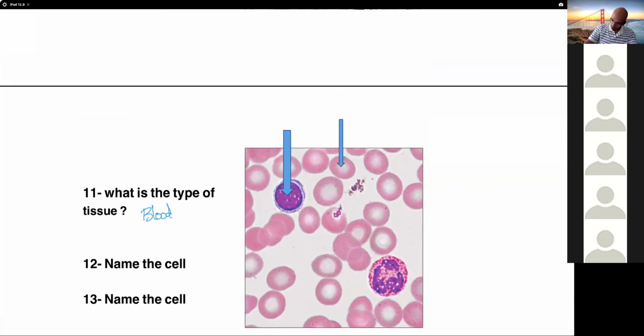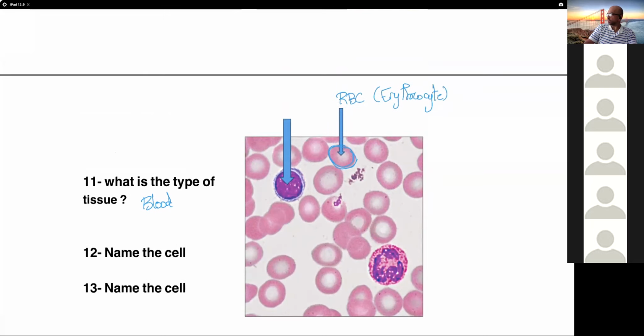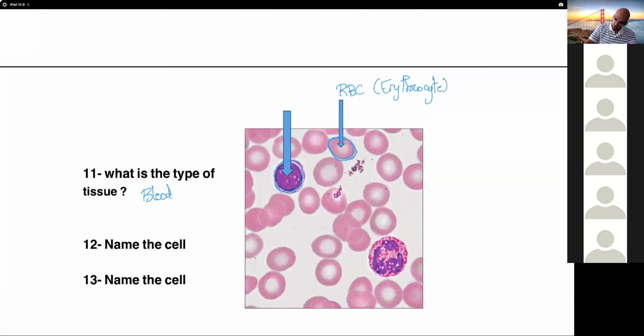Can you tell me, what is this cell that has a dark periphery and pale center? It's my red blood cell, or erythrocyte. And what is the type of blood cell that has a large nucleus occupying most of the size of the cell? Highly active cell, highly important immune cells. This is my lymphocyte.